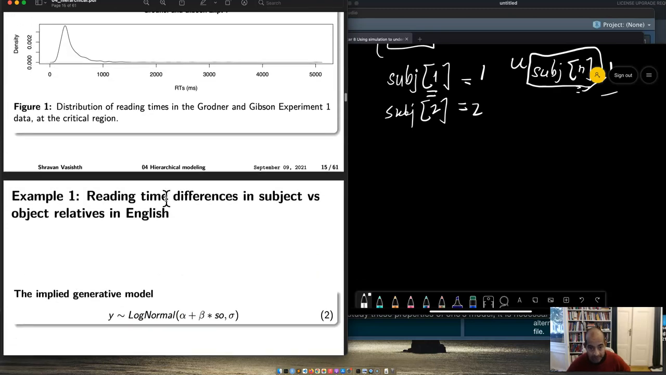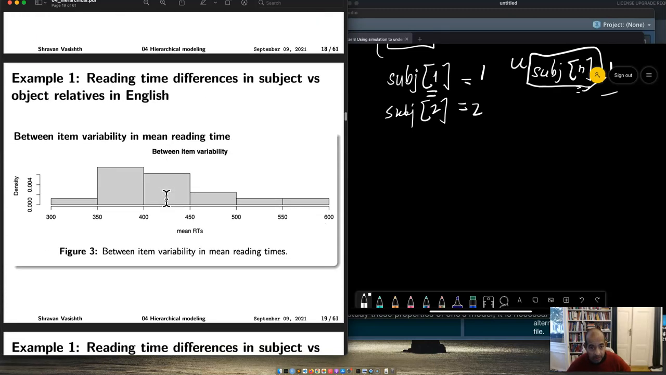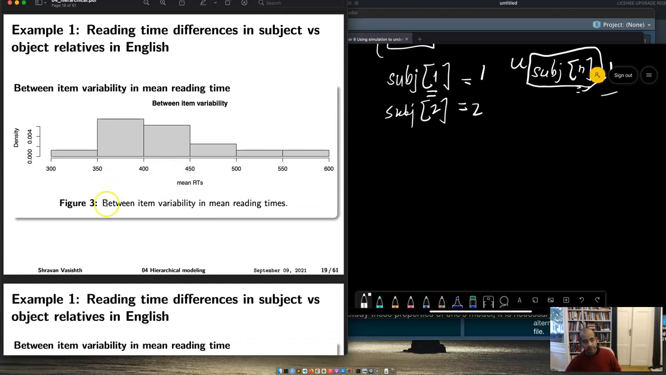variability by items. By the way, I want to point out that some people do something I consider really insane. When they're analyzing the data, they will compute the residuals over the items, and then analyze those residuals as a dependent variable.